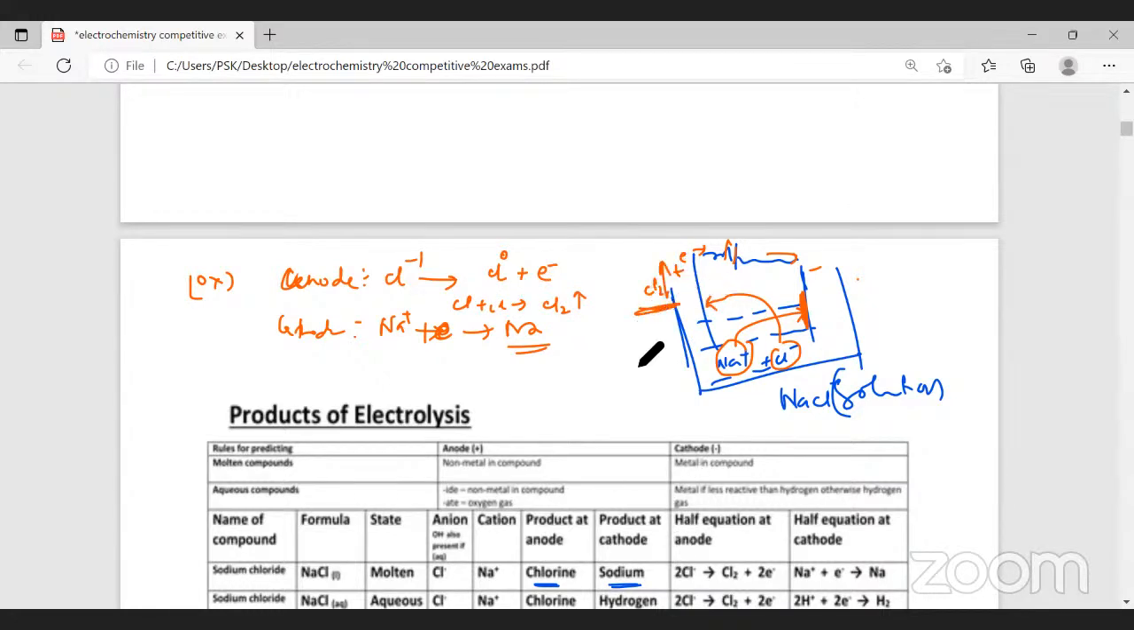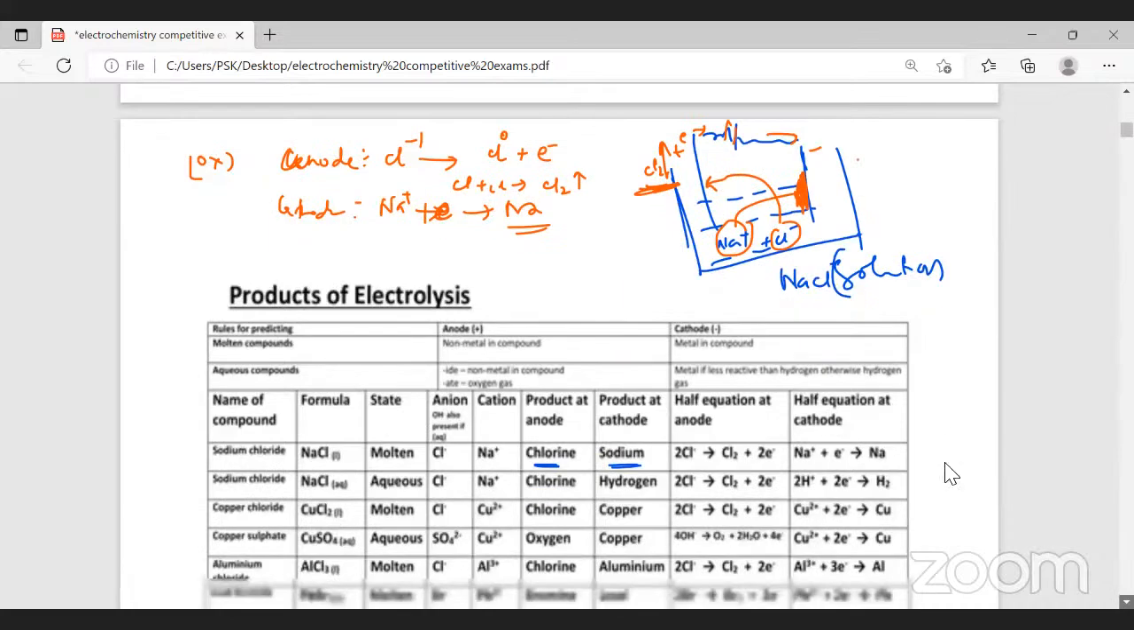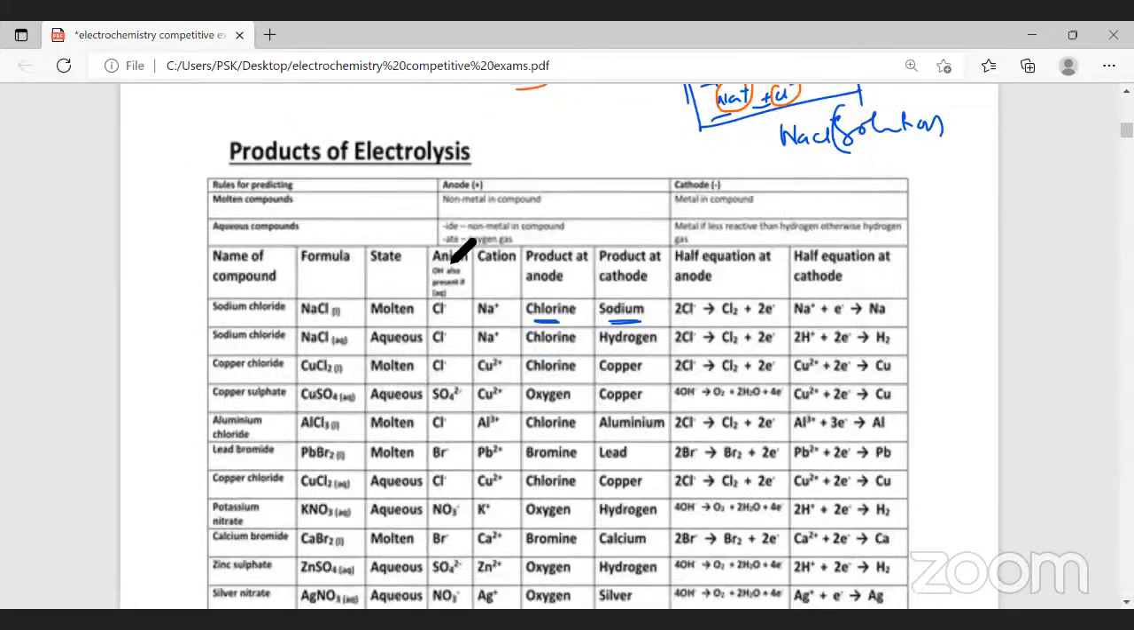Anode. So this is the basic electrolysis process. You should remember, metals will get deposited, non-metals will get liberated. So metals will get deposited at cathode, non-metals will get liberated at anode. Remember, this is with respect to sodium chloride. Chlorine has what charge? Negative charge. Sodium has positive charge.